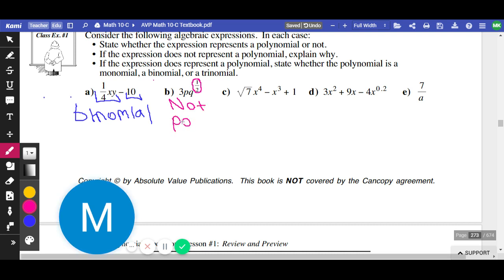And at the end of the day, we rarely work with that stuff, so you shouldn't stress it too much. Awesome. If you look at C, C is a polynomial because all the exponents are normal, right? X to the power 4, X to the power 3. That's good. How many terms are there? 3. Yeah, there's 3, right? So this is one term, minus this is a second term, plus this is a third term. That's 3. That's a trinomial.